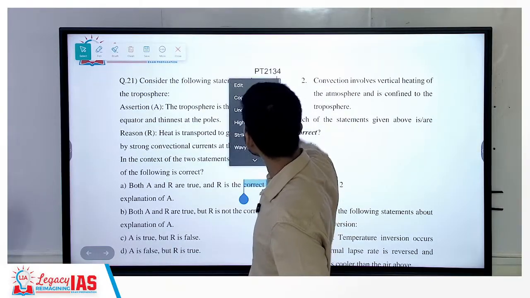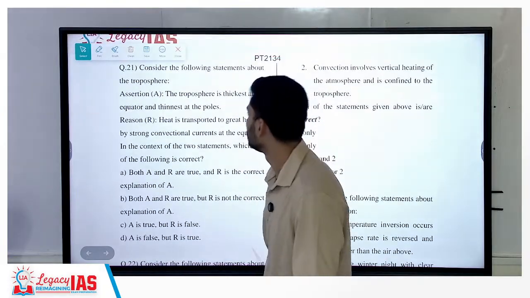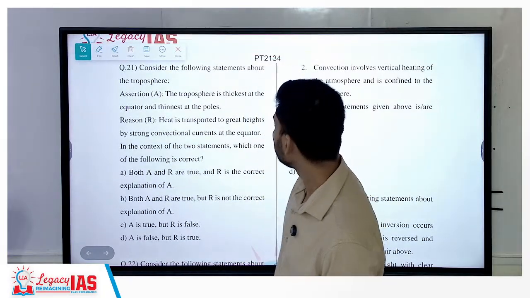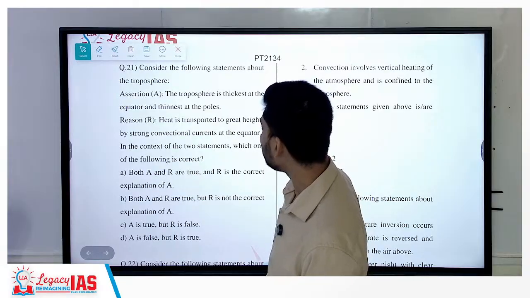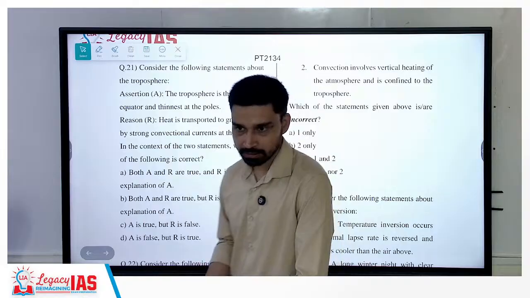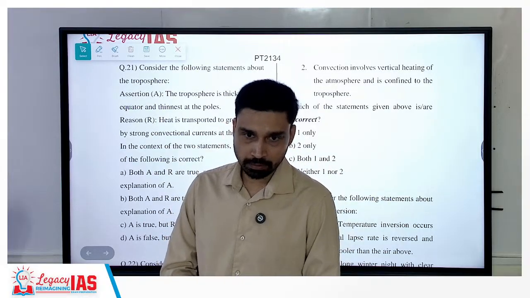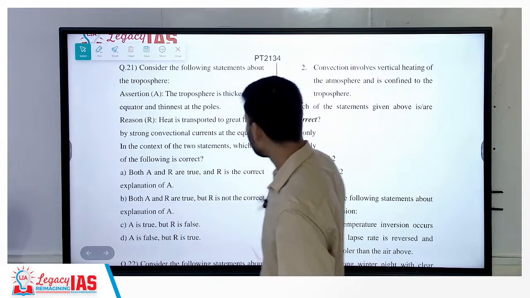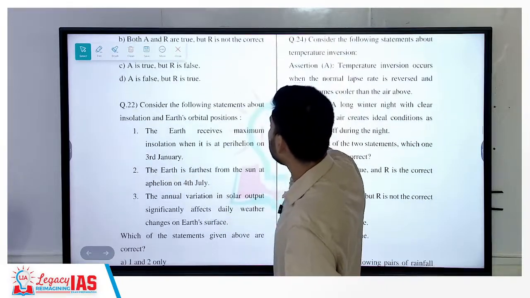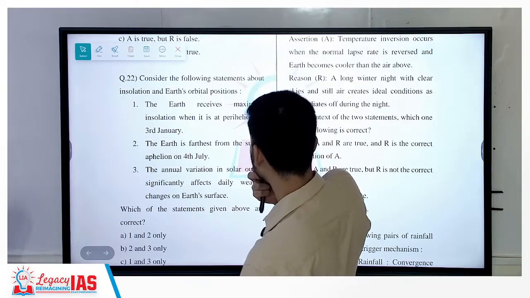As the other reason, troposphere is thickest at the equator and thinnest at the pole. Correct. Then heat is transported to great height by a strong convectional current at the equator. Right. So three reasons we have discussed in class. What is the first reason? Convectional current. Second is the gravitational force, and third is the centrifugal force. So A. Then the Earth receives maximum insolation when it is at perihelion on 3rd of January.